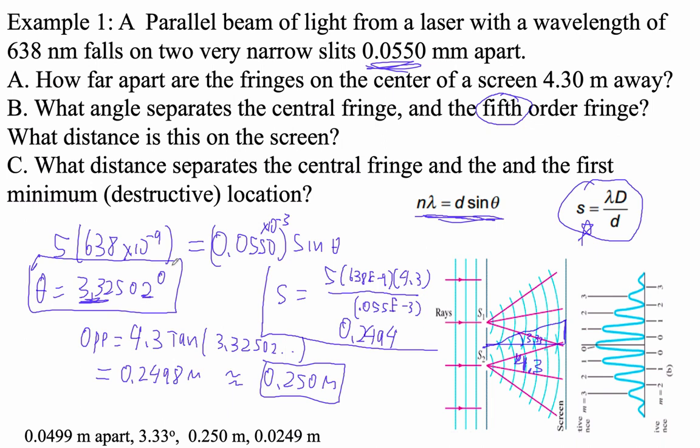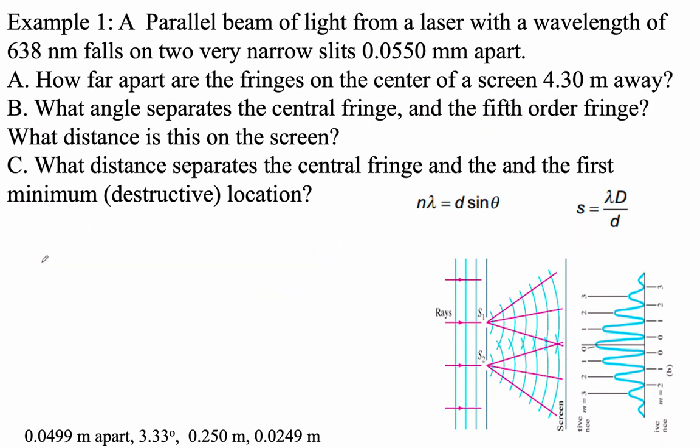And then let's do C here. This is B. Let's do C. What distance separates the central fringe and the first minimum destructive location? Well, that's the distance from here to here, and that of course will be a half a wavelength. To get the destructive interference, you're going to go n plus 1/2 lambda, and n in this case will be 0. So I'm going to go 1/2 lambda as d sine theta.